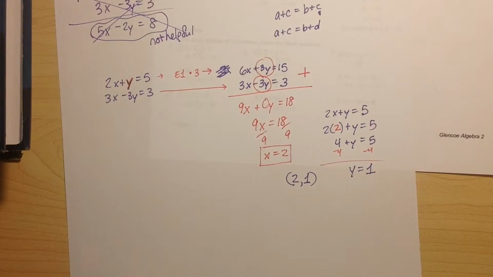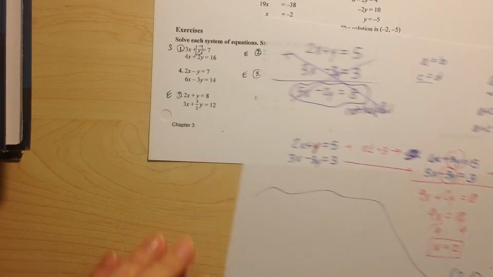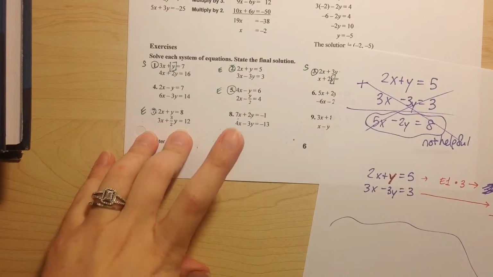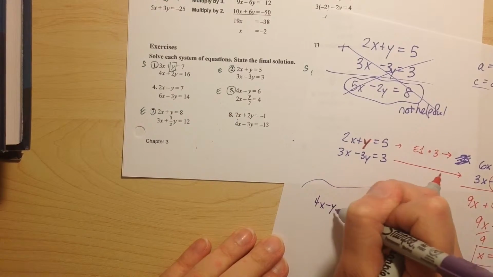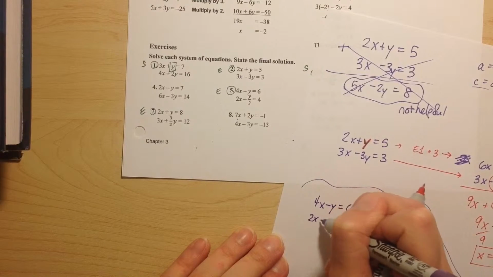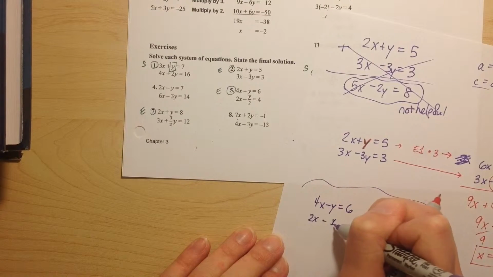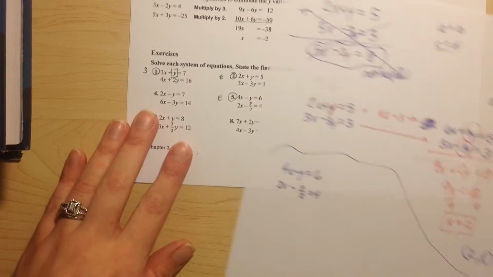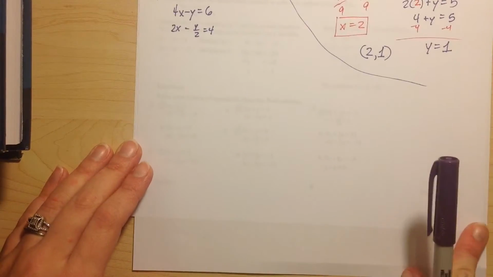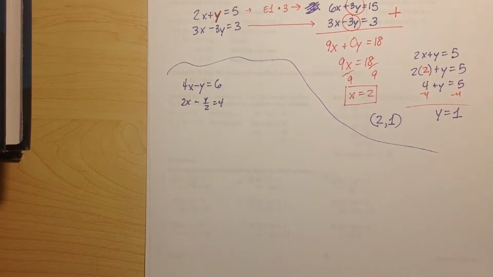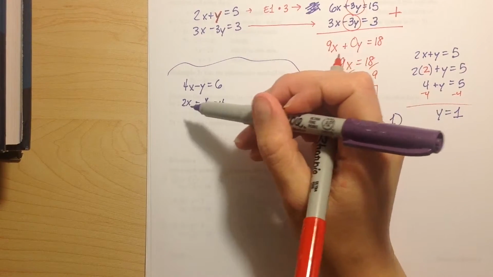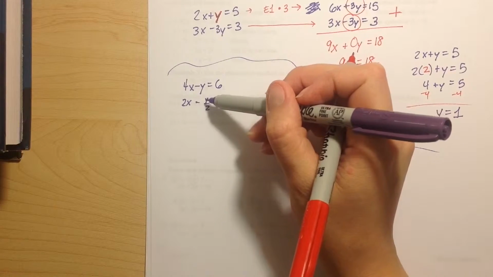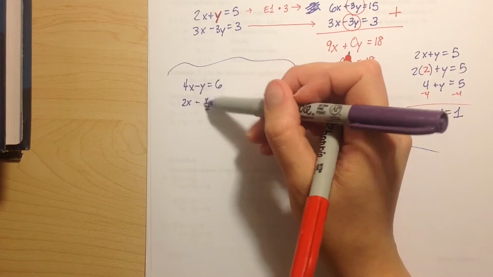Let's do another. And let's just go below a little bit. On your papers, let's go for number 5. So I have 4x minus y equals 6, and 2x minus y over 2 equals 4. And I want to use the elimination method for this one. So for this one, I see that I could maybe multiply this guy by 2. If I multiply the bottom equation by 2, I'm going to get rid of this fraction, and it's going to make it 1y. So that'll be nice to cancel.